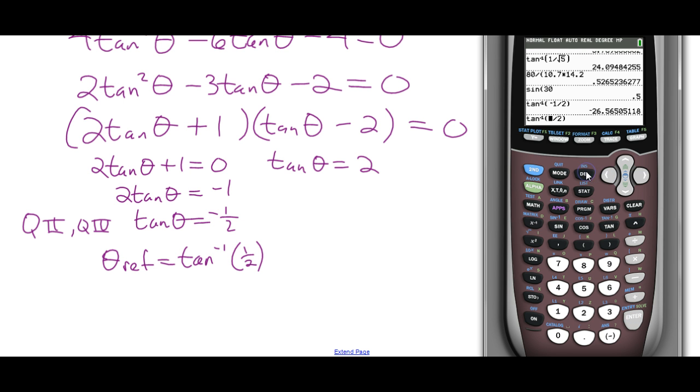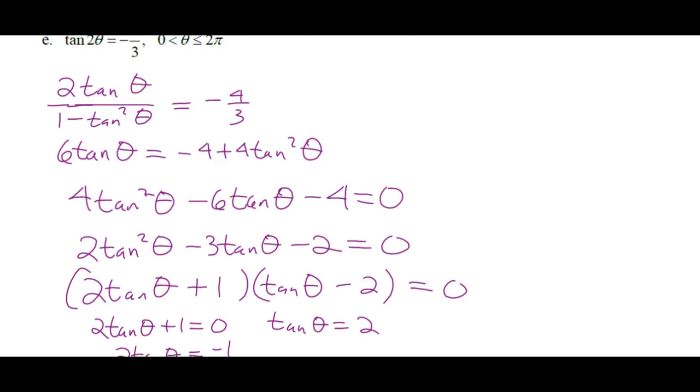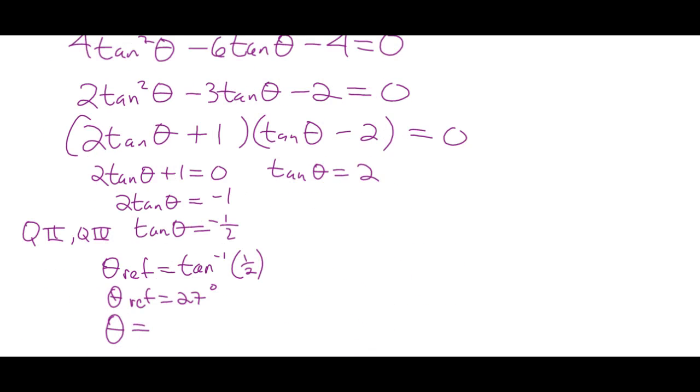Be positive. It's just going to be 26.57, so 27, right? If we're going to the nearest degree, so theta ref is 27 degrees, which we need in quadrant 2. So it's going to be 180 minus 27? No. Yeah. Oh, damn it.